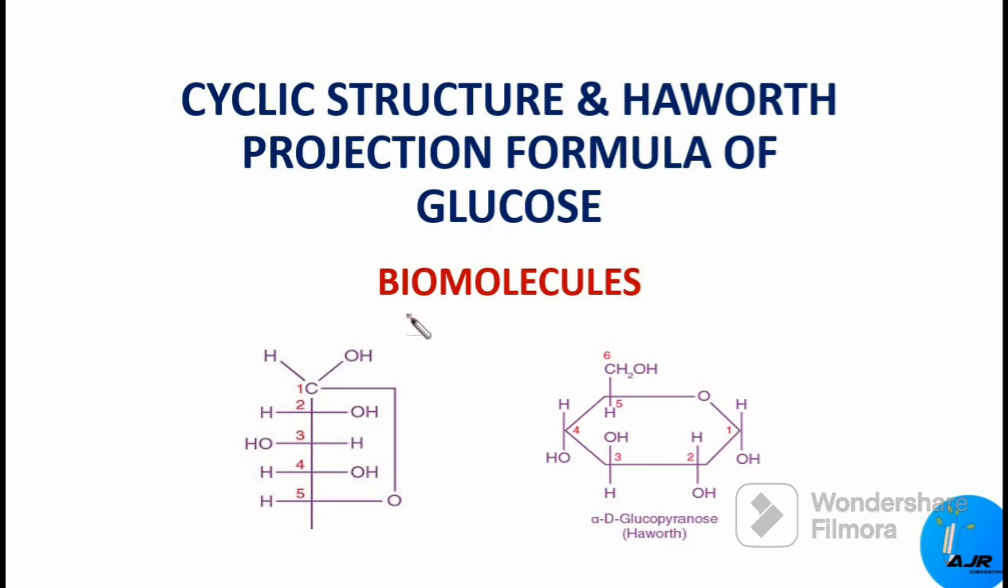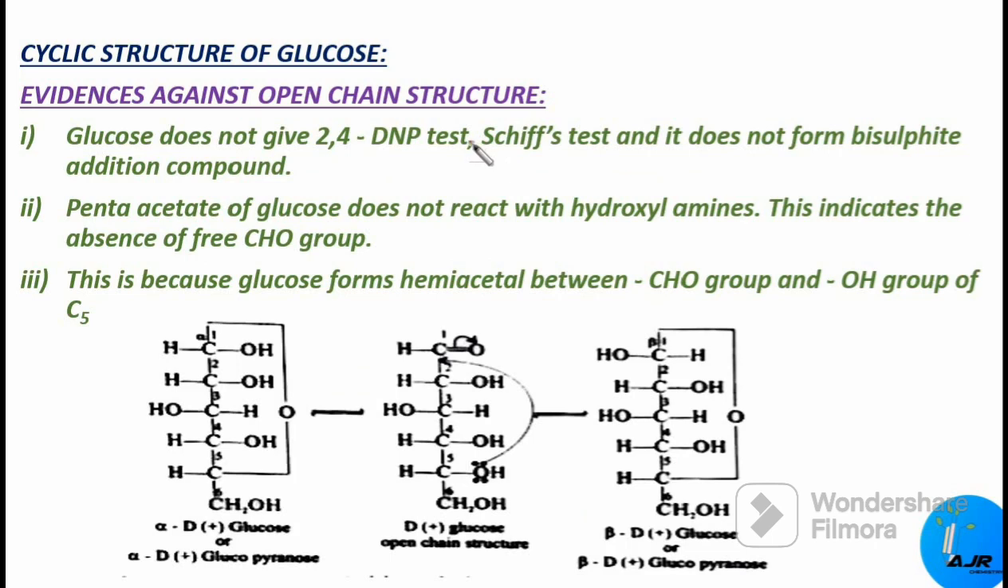In the previous session, we saw the open chain structure of glucose, and today we are going to see the cyclic structure and the Haworth projection formula of glucose, right? The open chain structure of glucose, which we saw in the previous session, explains most of its properties. However, it is unable to explain the following reactions and facts.